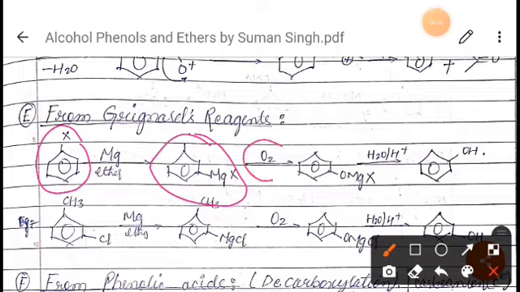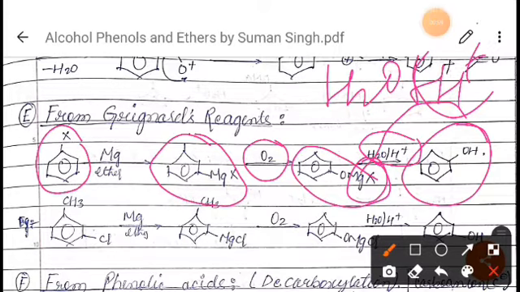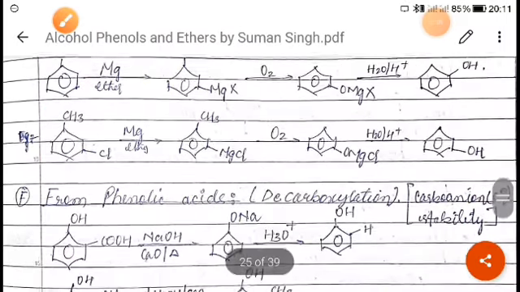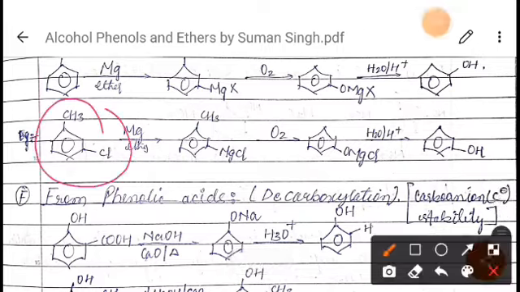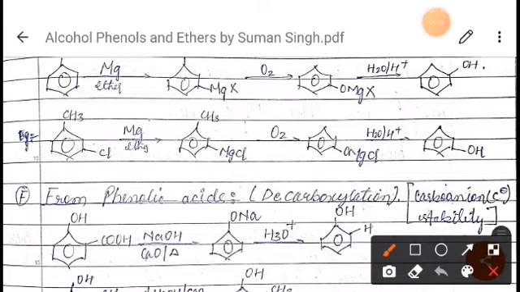Now after that, when you oxidize this, it will form OMgX. Now in the presence of H2O, H positive from H2O will go and react with this MgX, and it will form phenol. One example is here, where chlorine is attached and CH3 is attached. In the presence of Mg and ether, it will form MgCl, and CH3 will be as it is, with no change in CH3.